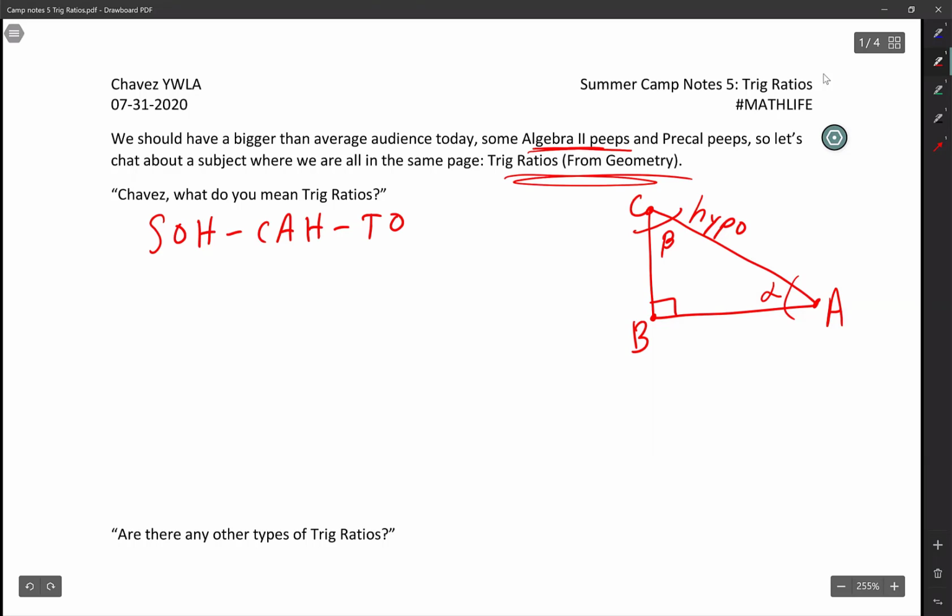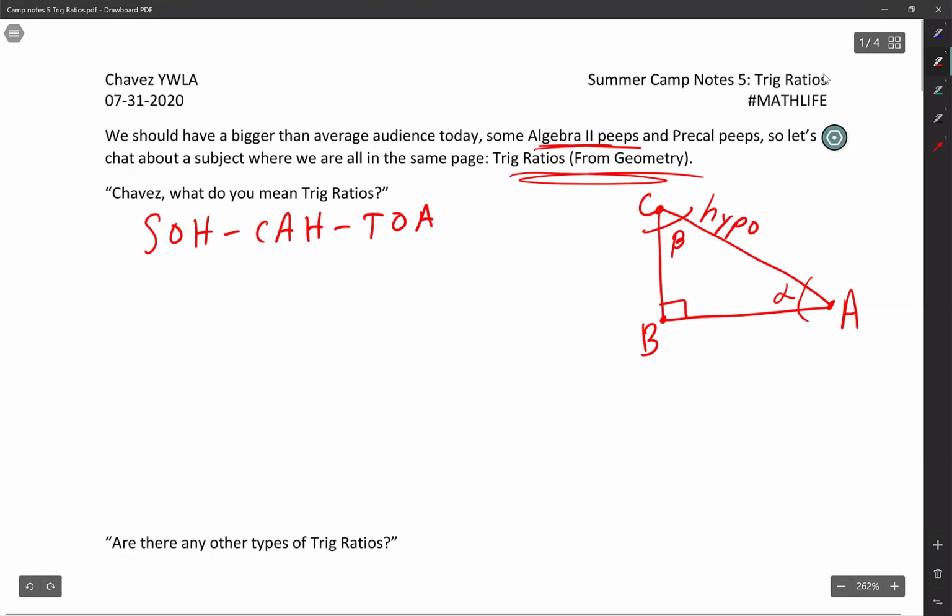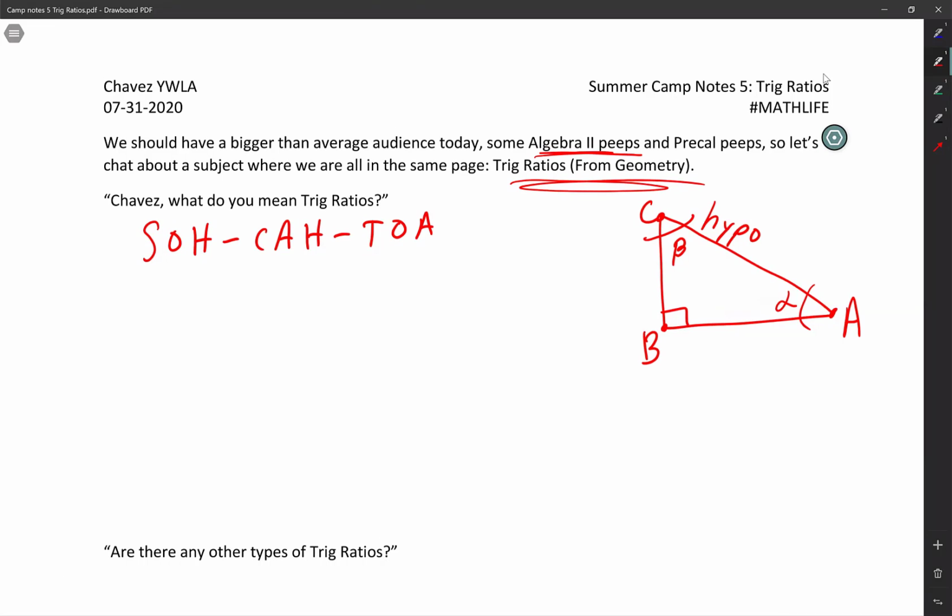SOHCAHTOA. Not "suck a toe." That's just nasty, guys. And feet are just ew. Unfortunately, it's not like we can walk around with stumps, right? Because if we had stumps, then we'd probably be falling down and everything. So we're going to have to deal with feet. But anyways, sorry guys.